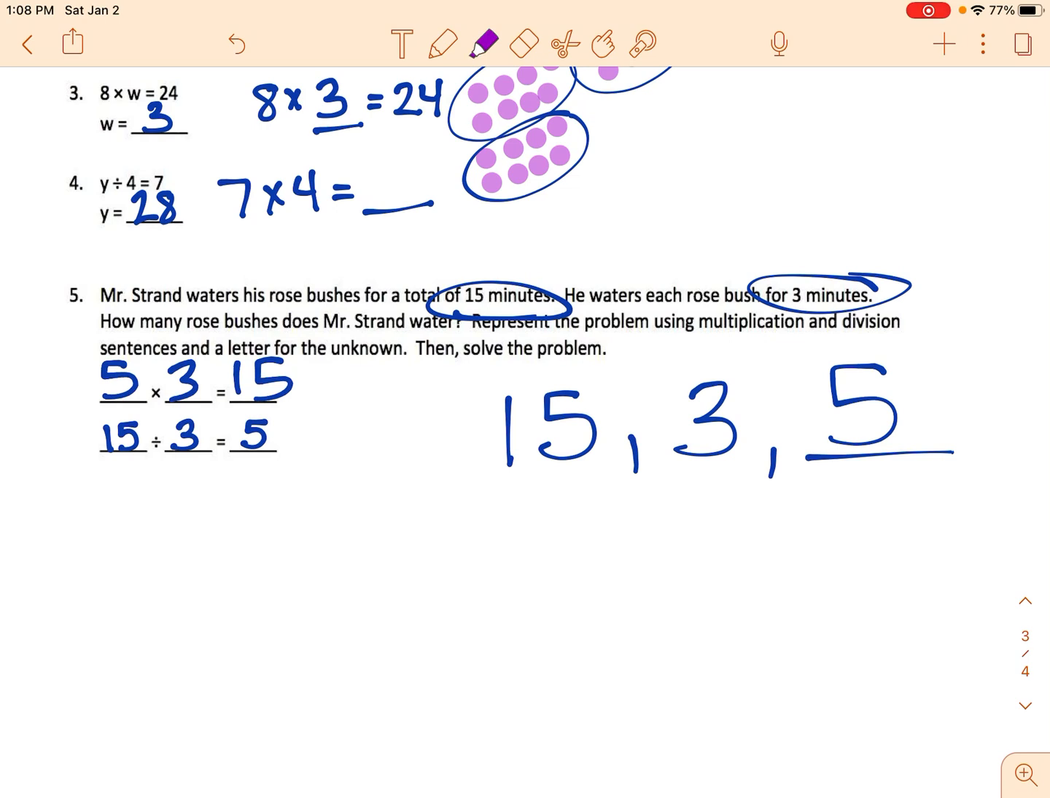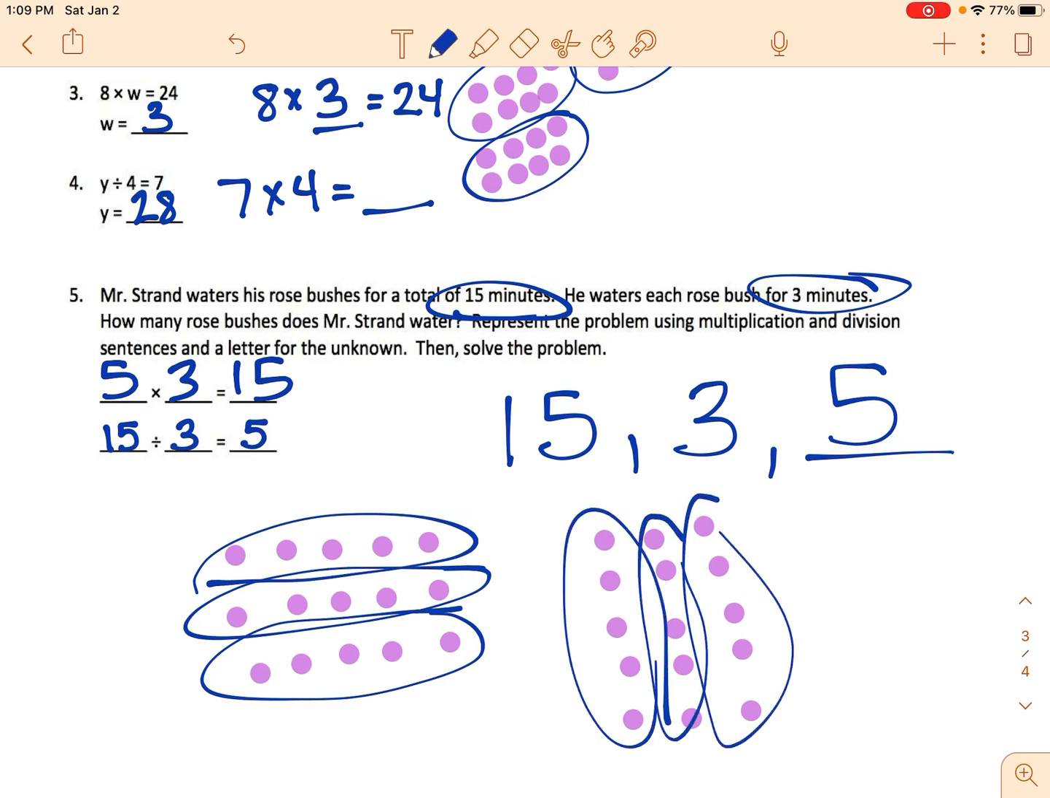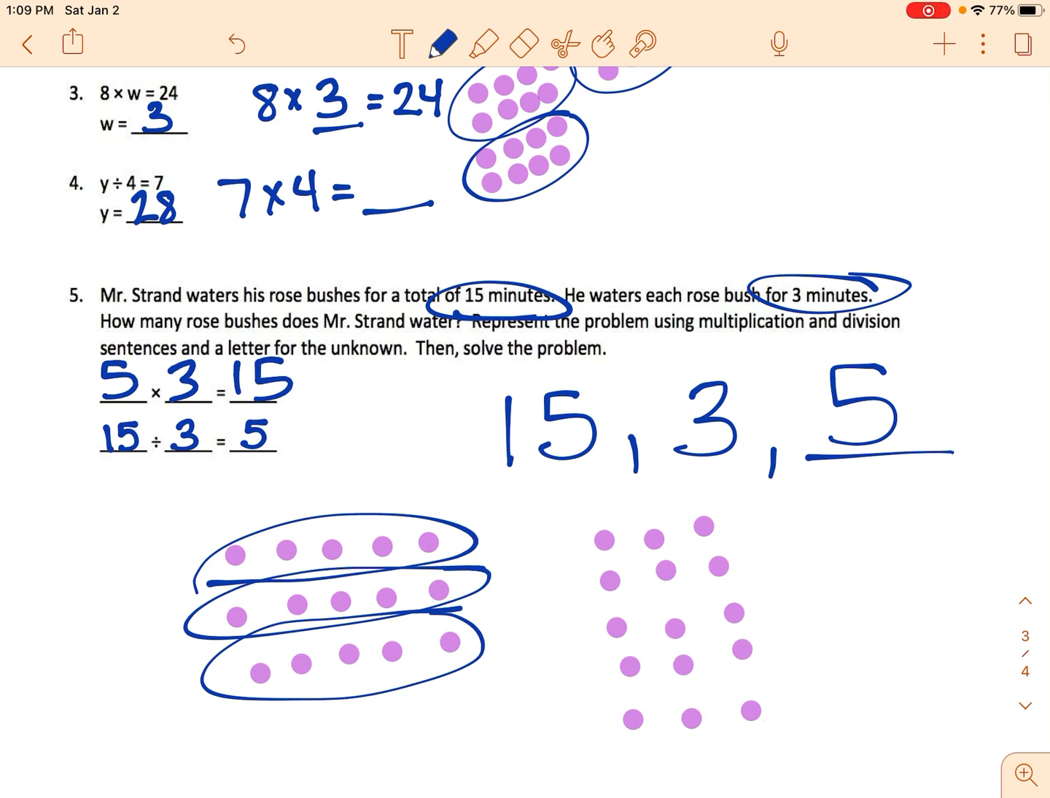Could I have drawn that out? You bet. 1, 2, 3, 4, 5, 6, 7, 8, 9, 10, 11, 12, 13, 14, 15. I could have made 3 groups. And I could have found 5, right? 1, 2, 3, 4, 5. My groups could have looked like that, groups of 3, 5 groups of 3, or 3 groups of 5.